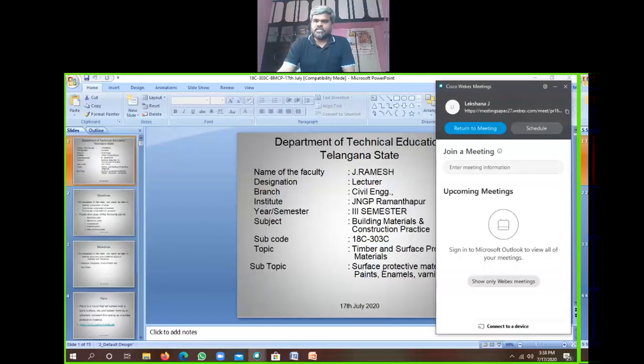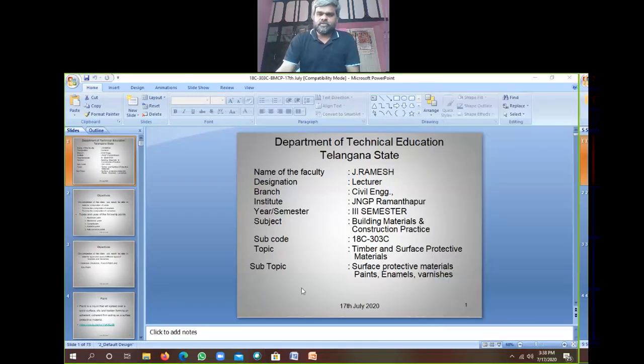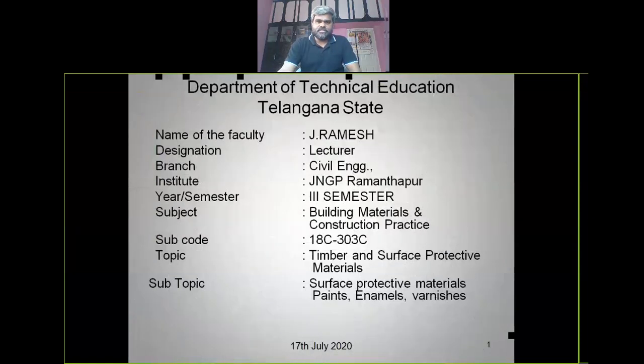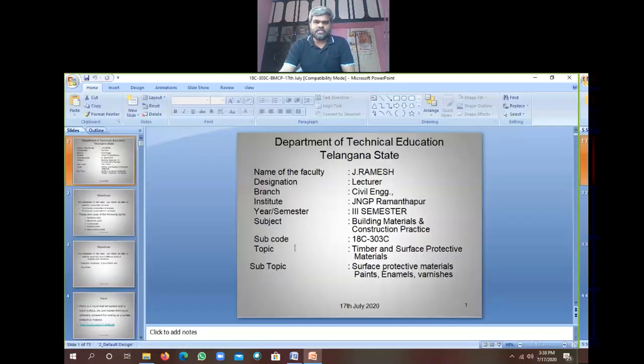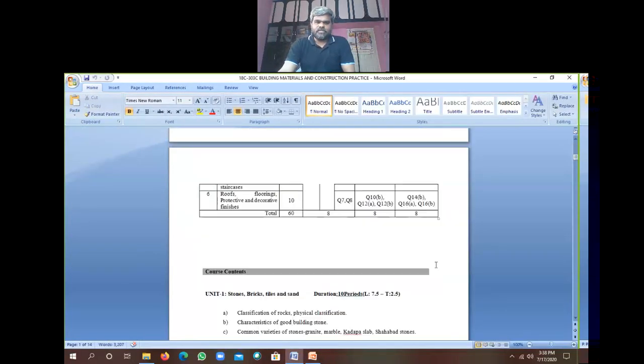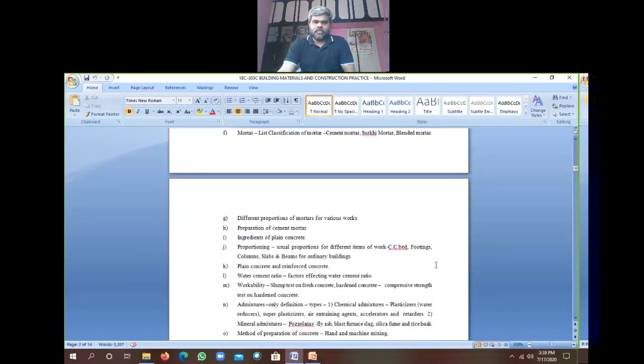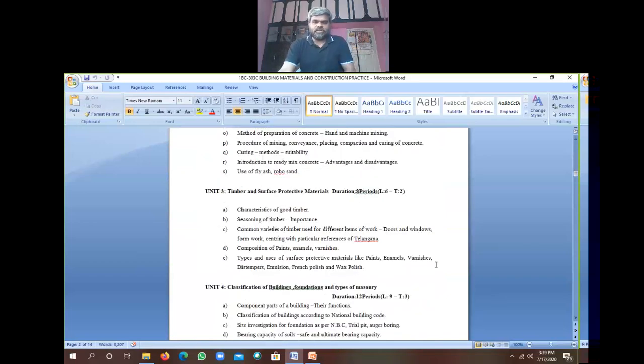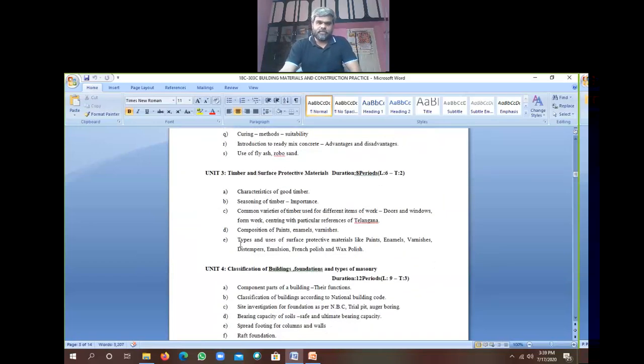The third chapter is timber and surface protective materials. We already finished timber in the last class. So now we'll try to finish these surface protective materials in this class. Let us see our syllabus also, so that we finish the third chapter today.